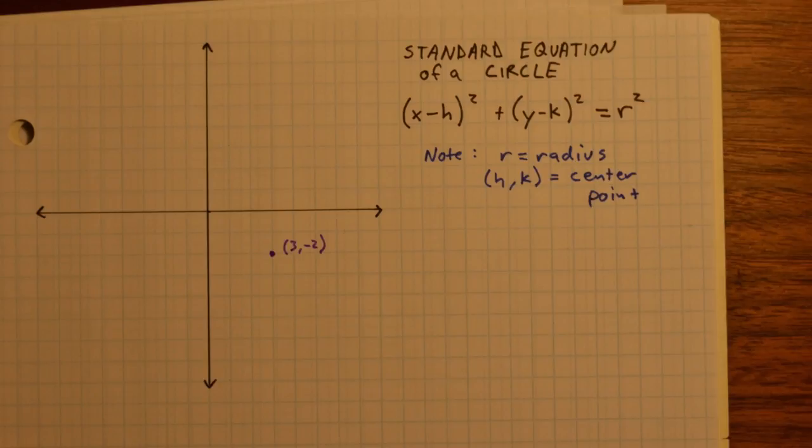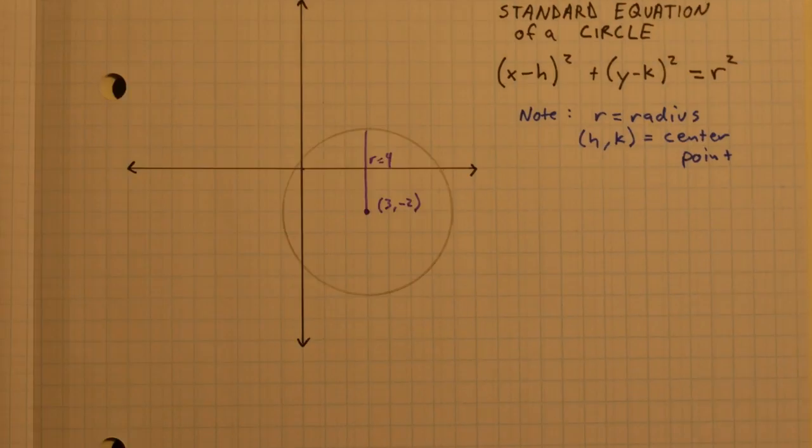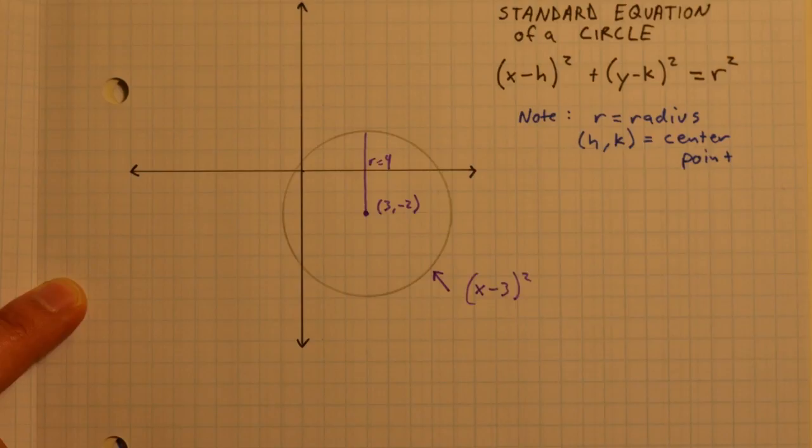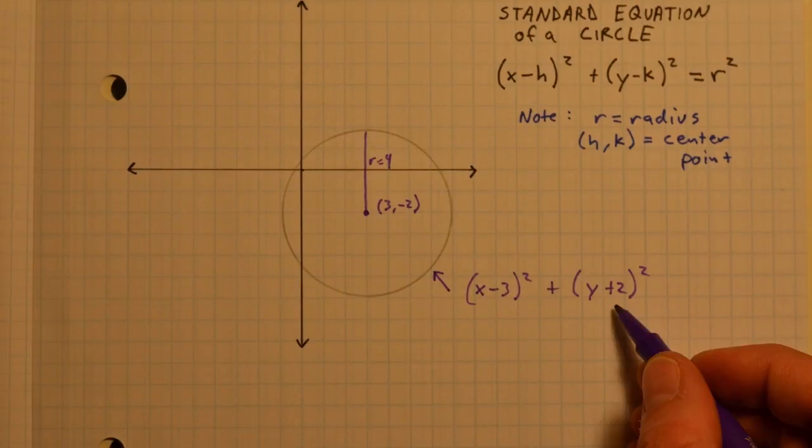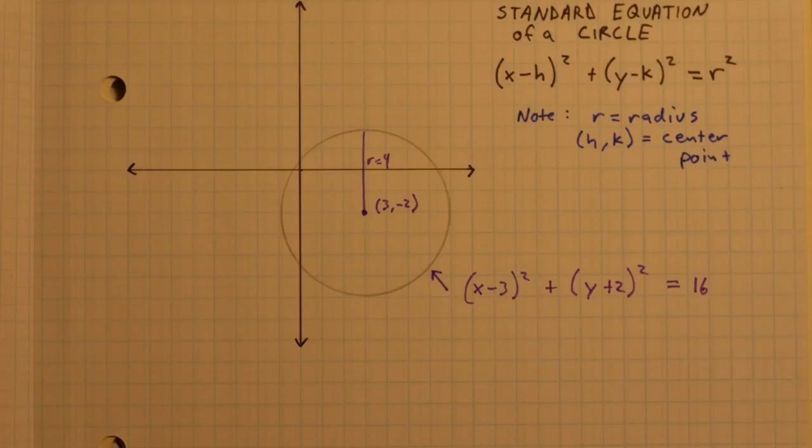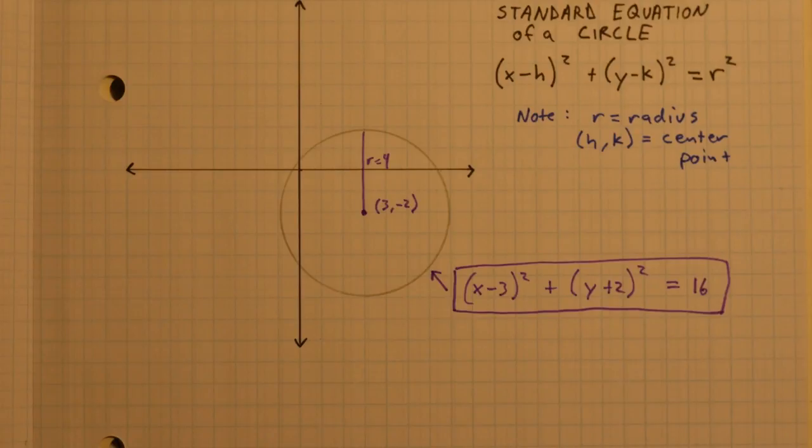And so, for example, if we had a circle centered at (3, -2) with a radius of 4, we would say its equation is (x minus 3) squared plus (y plus 2) squared is equal to 16. In other words, 4 squared. And that's it. There's nothing to solve, there's nothing to simplify or to factor. That is the standard equation of that circle.